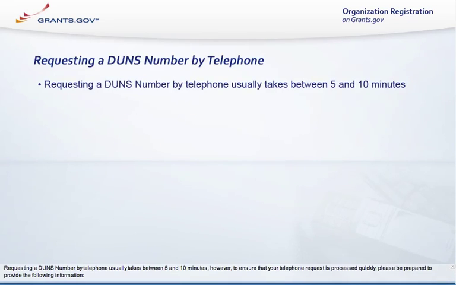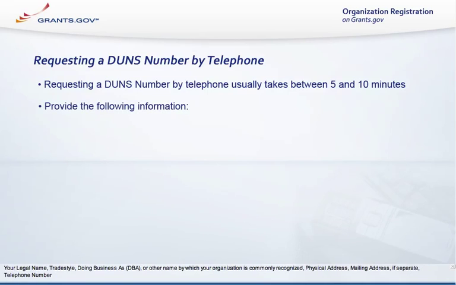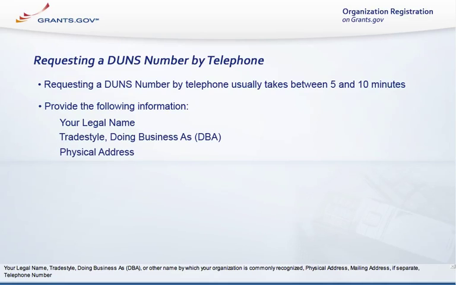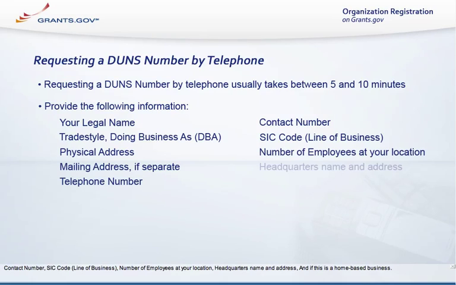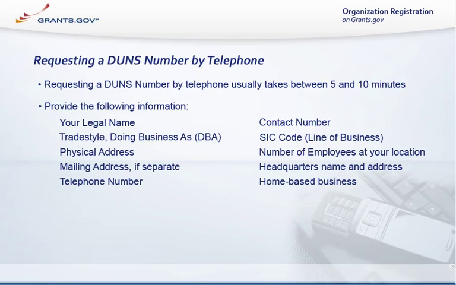Requesting a DUNS number by telephone usually takes between 5 and 10 minutes. However, to ensure that your telephone request is processed quickly, please be prepared to provide the following information: your legal name, trade style, doing business as, DBA, or other name by which your organization is commonly recognized, physical address, mailing address if separate, telephone number, contact number, SIC code, line of business, number of employees at your location, headquarters name and address, and if this is a home-based business.